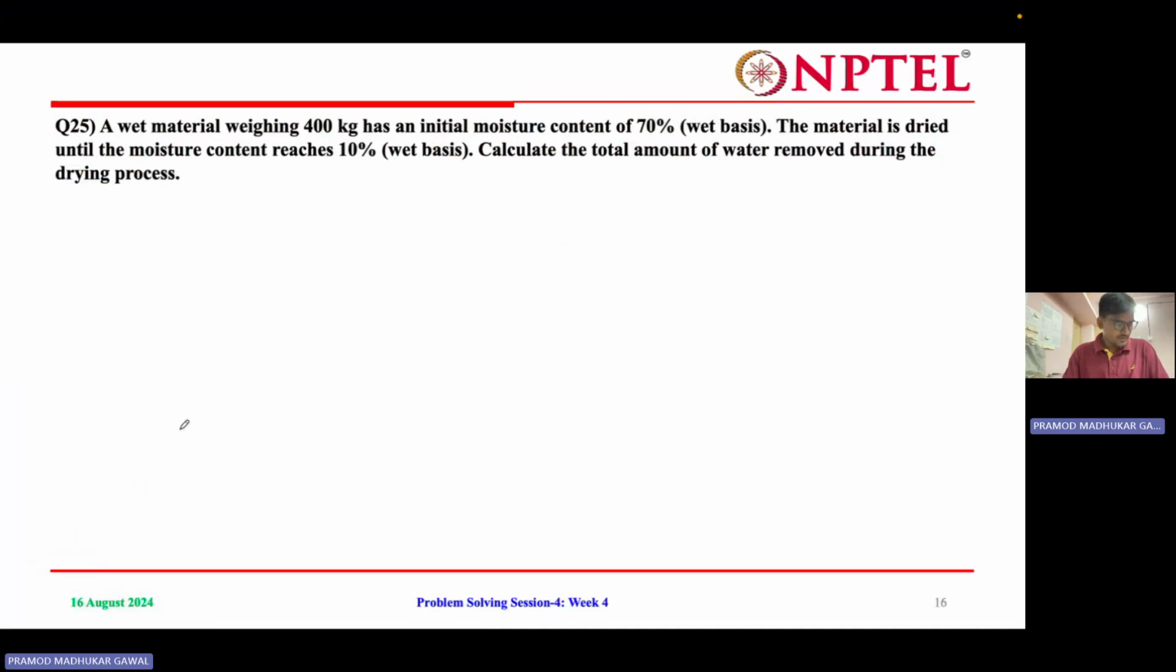Question number 25. A wet material weighing 400 kg has an initial moisture content of 70% on a weight basis. The material is dried until the moisture content reaches 10% on a weight basis. Calculate the total amount of water removed during the drying process.